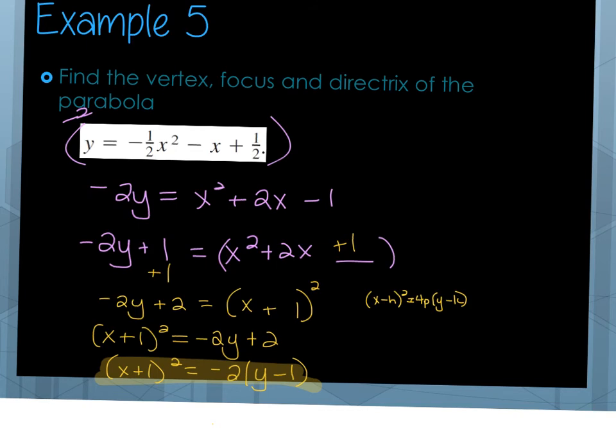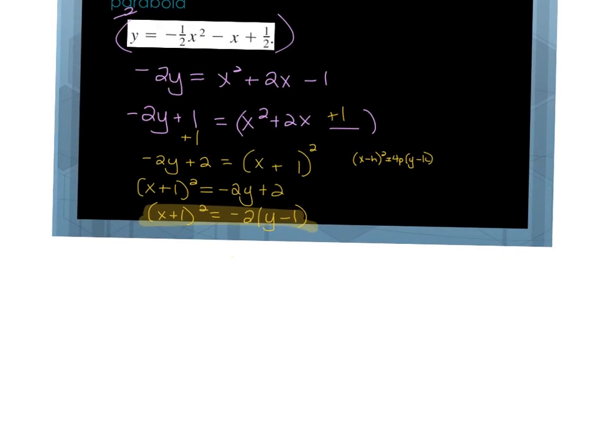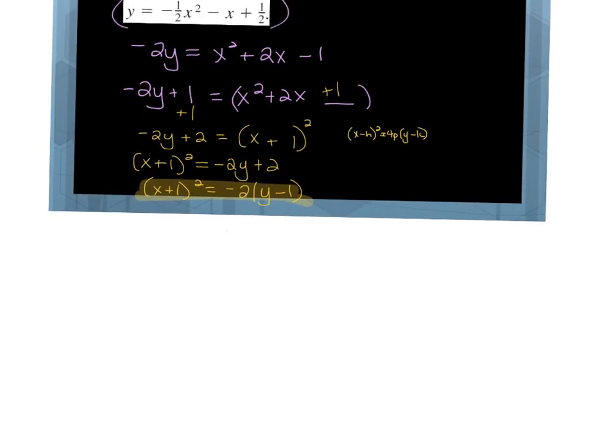Which hasn't gotten me to the answer, but I have to do that before I can get there, right? Because the question is actually find the vertex, the focus, and the directrix. So from my standard equation, what's my vertex? That's the easy part, right? Negative 1, 1. Change the sign of what follows the x. Change the sign of what follows the y.